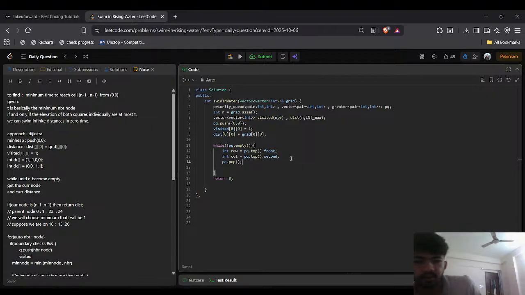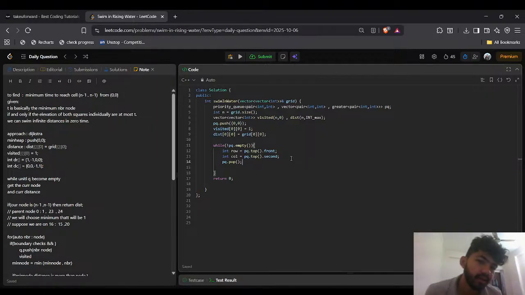The thing is, I am thinking, do we need to put the distance along with the priority queue? Because, no, I guess no, I don't think so. Huh? I don't think so. What do you think? Let's try.